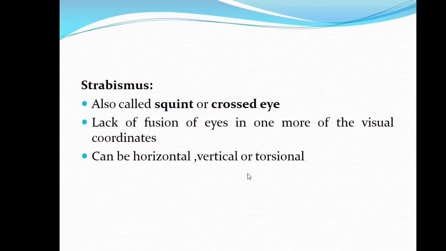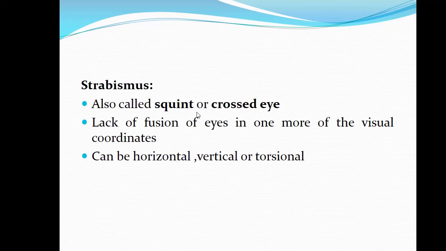Next topic is strabismus. Strabismus is also called squint or crossed eyes. In Urdu, what do we call it? Bhengapan. The term used medically for this is strabismus, and we can define it as lack of fusion of eyes in one or more of the visual coordinates.